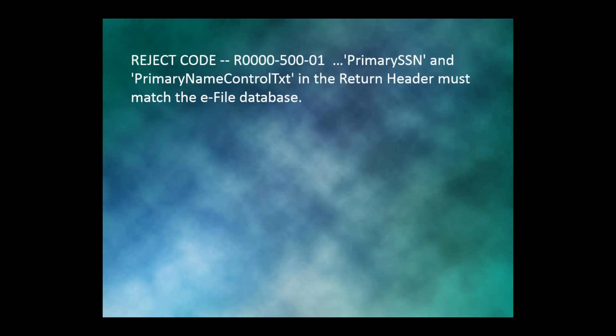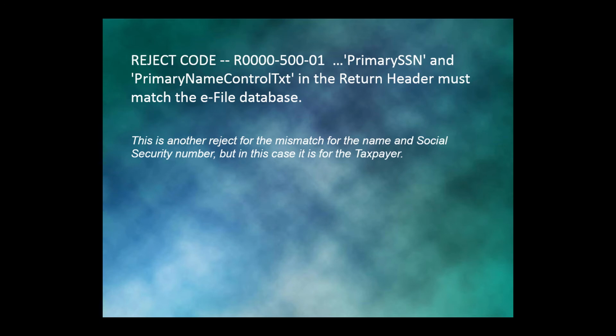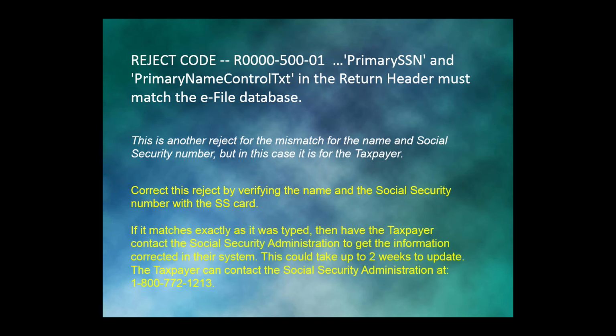Number 5. Reject 500. The primary Social Security number and name in the return header must match the e-file database. This is another reject for the mismatch for the name and Social Security number, but in this case, it's for the taxpayer. You'll need to correct this reject by verifying the name and the Social Security number with the taxpayer's Social Security card. If the data matches exactly as it was typed, then have the taxpayer contact the Social Security Administration to get the information corrected in their system. This could possibly take up to 2 weeks to update.